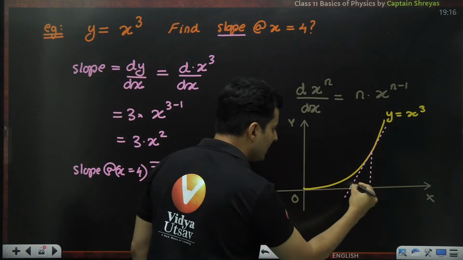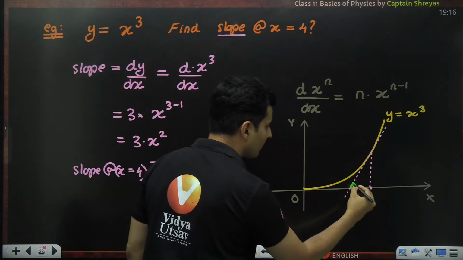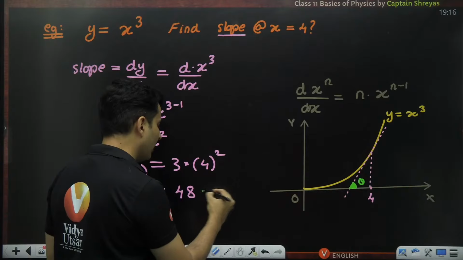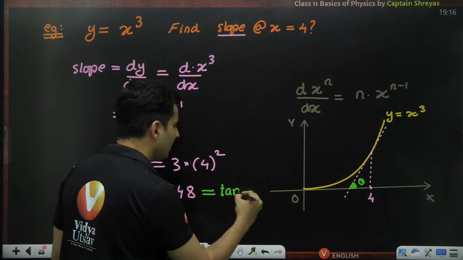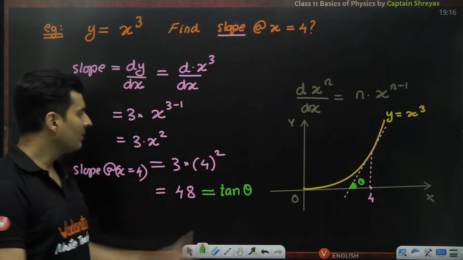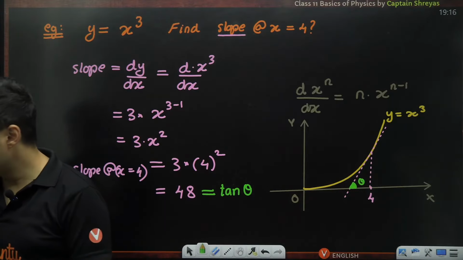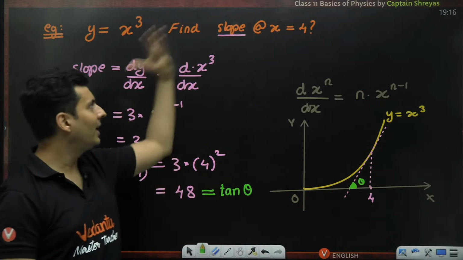And then he measures that particular angle. So if you end up measuring that angle, then this 48 will be exactly tan of that theta. That is the meaning of it. Understood? What is the meaning of finding the derivative?